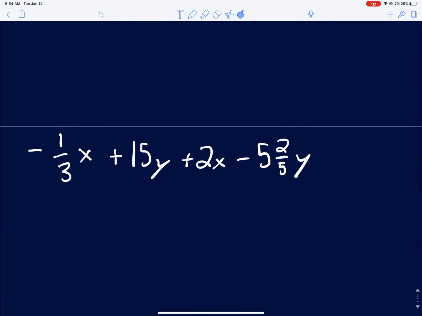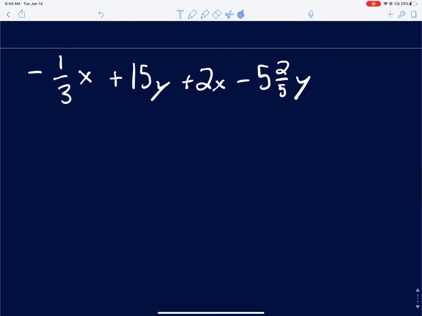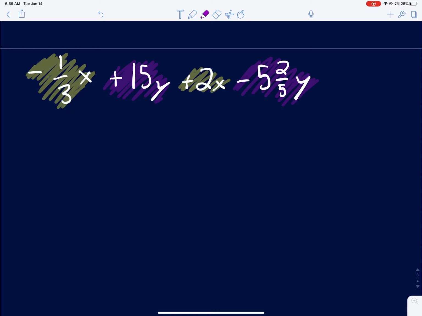So, last example here, we have negative 1/3 x plus 2x. Actually, no, I'm sorry, negative 1/3 x plus 15y plus 2x minus 5 and 2/5 y. Now, we have two sets of like terms here. We have negative 1/3 x and 2x, and we have 15y and negative 5 and 2/5 y. Okay, they both have the same variable attached to them. So let's start with negative 1/3 x plus 2x.